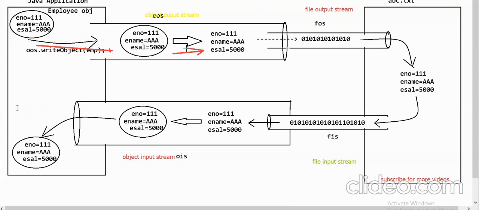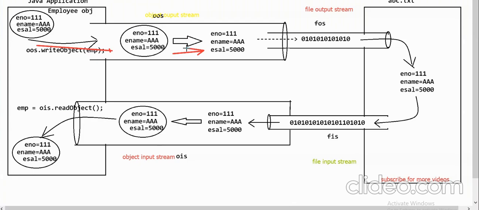Next, to read an object from the object input stream, we can use the method: emp is equal to ois.readObject(). Here we automatically get the deserialized object. When we get the deserialized object, we can use that object for our requirements in Java applications.